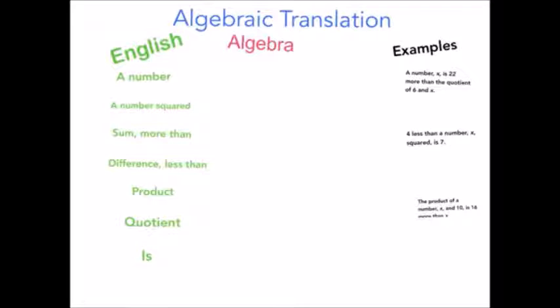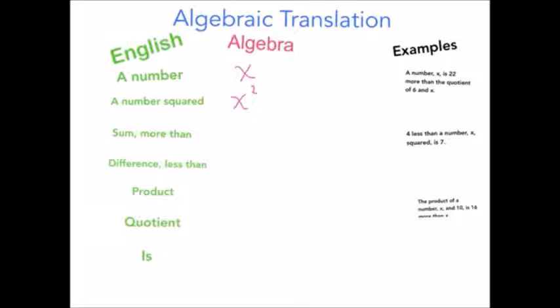Let's delve right into algebraic translation by translating some of the most common phrases written out in English into algebra. The first one says a number, and a lot of times on the ACT, and we'll get this in our examples, it tells us what to make this number, and a majority of the time it's going to be x, our unknown. Likewise, when it says that number squared, it simply means x to the second power.